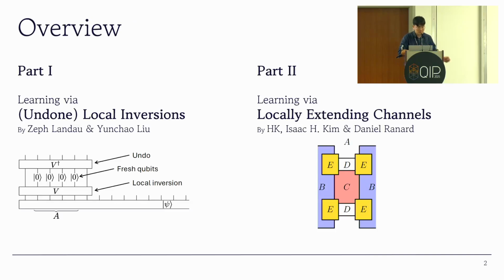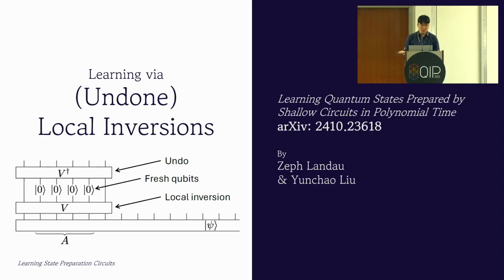The first one is by Zeph, Landau, and Yunchao, who unfortunately is not with us today at the conference, so instead I'm there on their behalf, as well as part two, which is called Locally Learning Extending Channels, by Isaac Kim, my advisor, Daniel Ranard, and myself. So the first part is learning via undone local inversions.